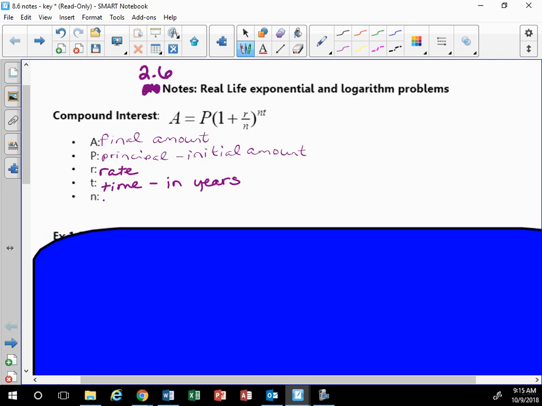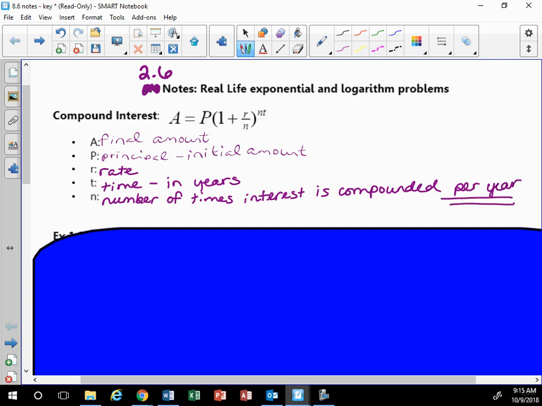Okay, and then N is kind of the weird one in this. This is the number of times interest is compounded per year. So that's the important piece there. Per year. Principal or initial amount.